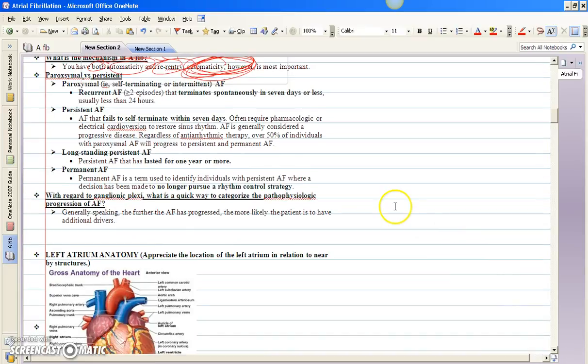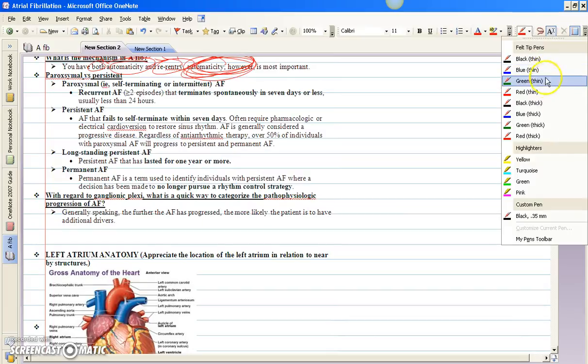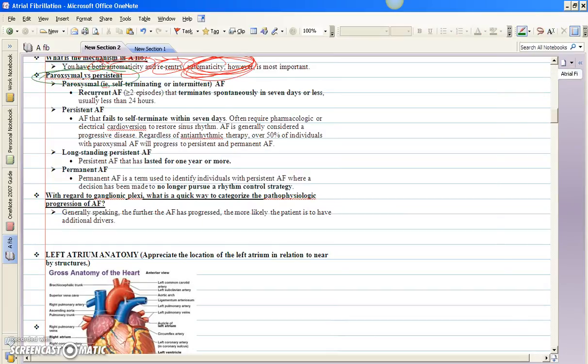Okay, before we go any further, let's just talk very briefly about paroxysmal versus persistent. Right here. So paroxysmal is self-terminating or intermittent. It terminates spontaneously in 7 days or less, and usually it takes less than 24 hours. Now persistent is that it fails to self-terminate within 7 days. Often it requires pharmacological or electrical cardioversion.